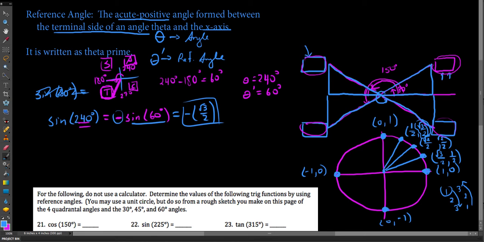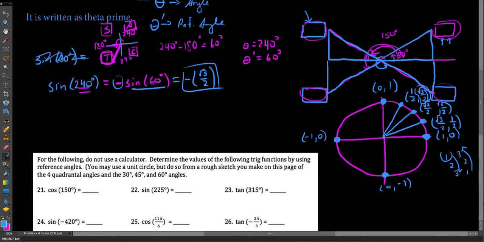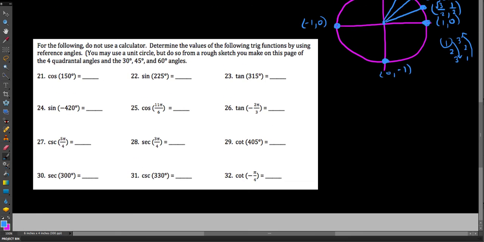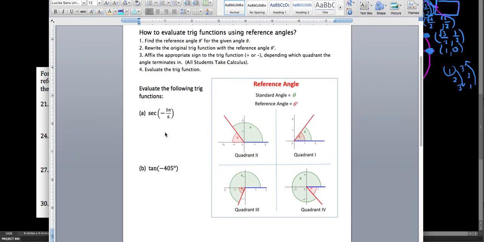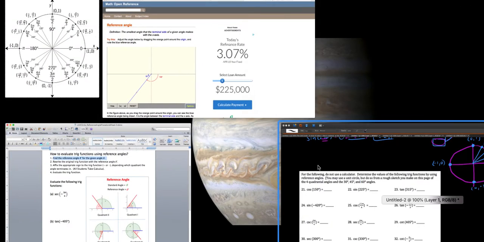So let's take a look at maybe a few more of these, and to make it a little bit more worth your time, we'll use some of the exercises that I'm going to ask you to do. But let's take a look at, say, a cosine value here. So cosine of 150, could we use these steps to take us through how we would do this more conveniently? Well, first of all, let's find our reference angle for 150 degrees.